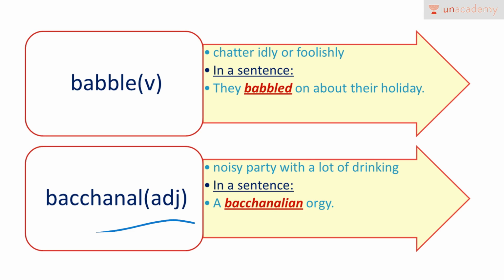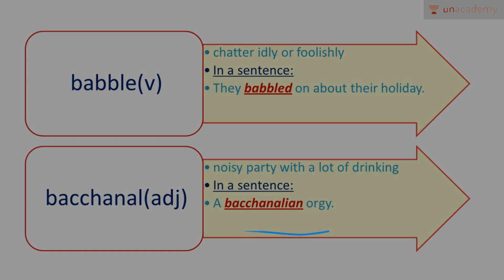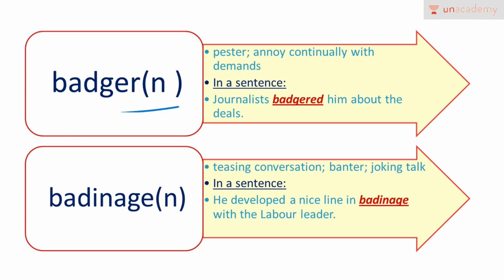Next one, bacchanal is an adjective, which means a noisy party with a lot of drinking. A simple sentence would be a bacchanalian orgy. Next one, badger is a verb, which means pester, annoy, continually with demands. So a sentence would read, journalists badgered him about the deals.